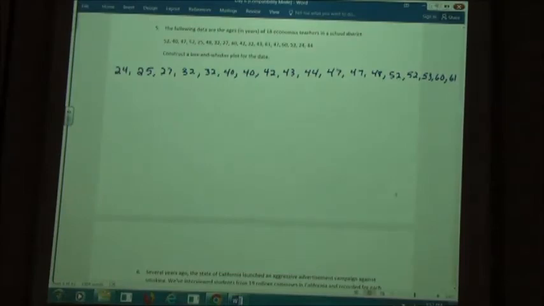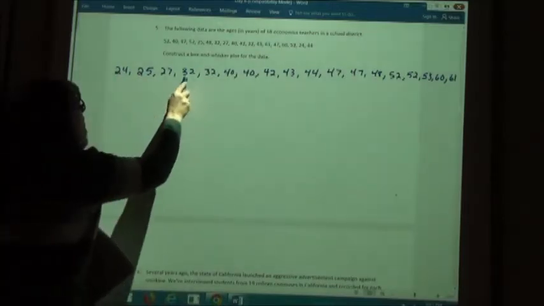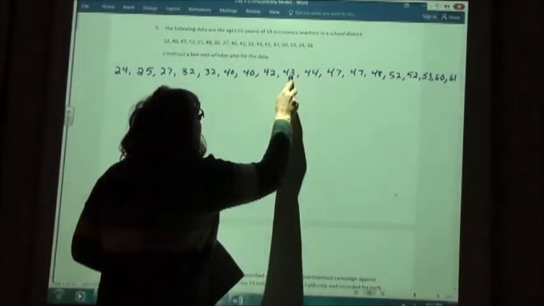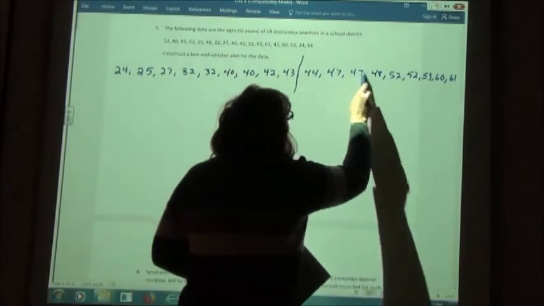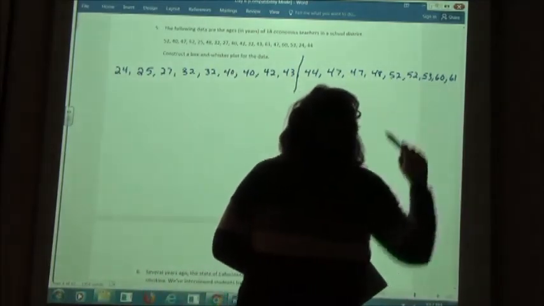All right. How many numbers? Well, I can tell. We have 18 numbers on our list. So if I want to split that in half, I'm going to have 9 and 9, right? 1, 2, 3, 4, 5, 6, 7, 8, 9. 1, 2, 3, 4, 5, 6, 7, 8, 9.